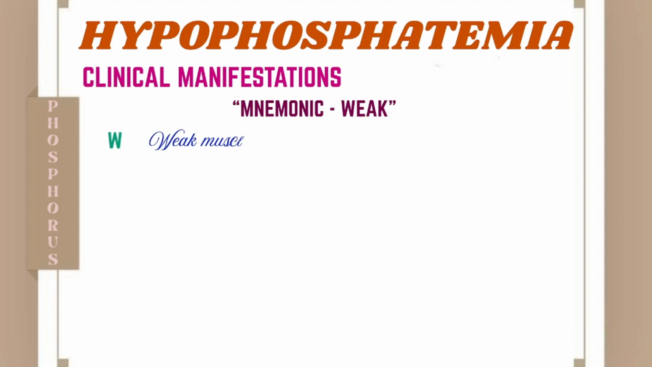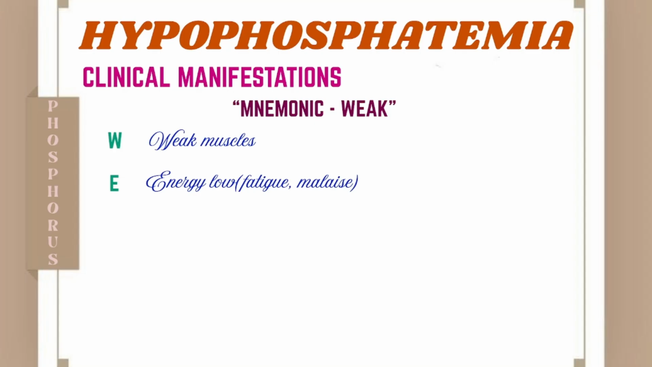W stands for weak muscles. Muscle weakness will occur. Muscle weakness occurs because in condition of low phosphorus, there is decreased ATP production. And if there is less ATP production, so muscle weakness occurs. E stands for energy low, so fatigue, malaise.